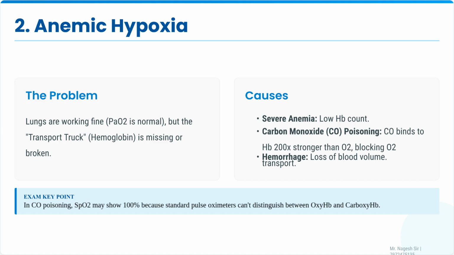Anemic hypoxia occurs when the lungs are working well, but the hemoglobin is unable to transport sufficient oxygen. This can be caused by severe anemia, hemorrhage, or carbon monoxide poisoning, where CO binds strongly to hemoglobin.